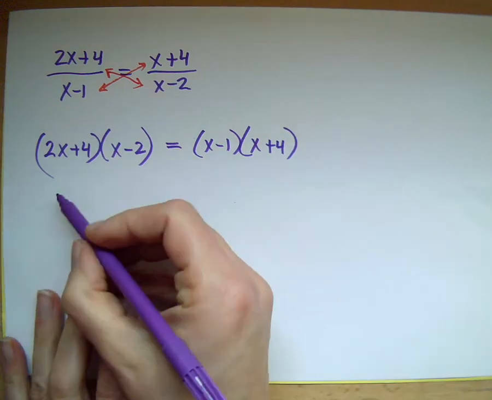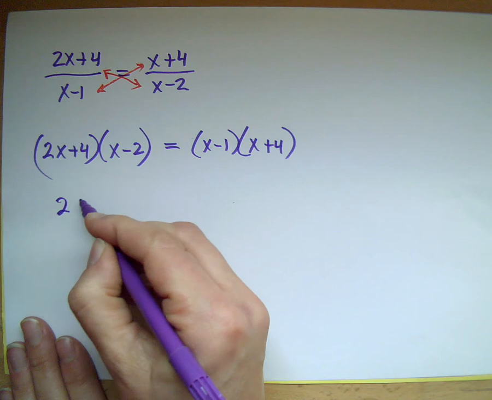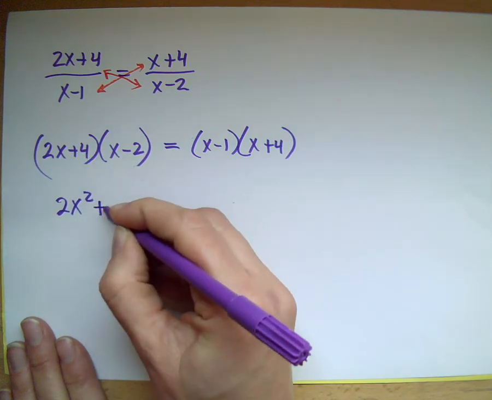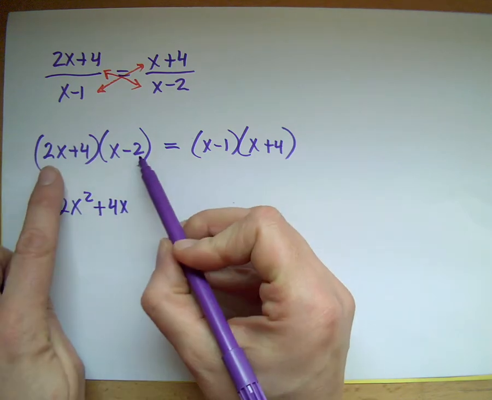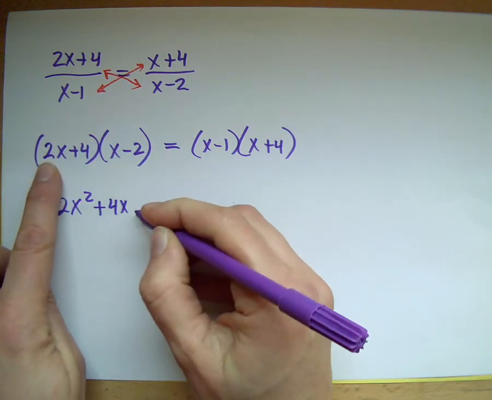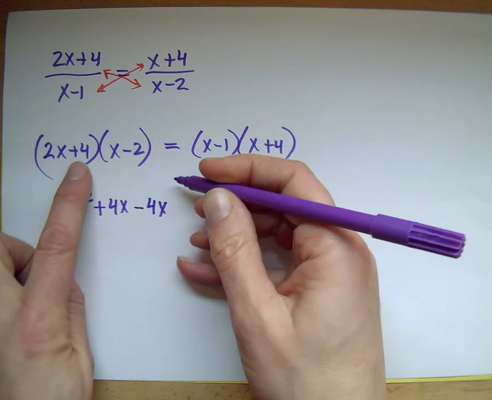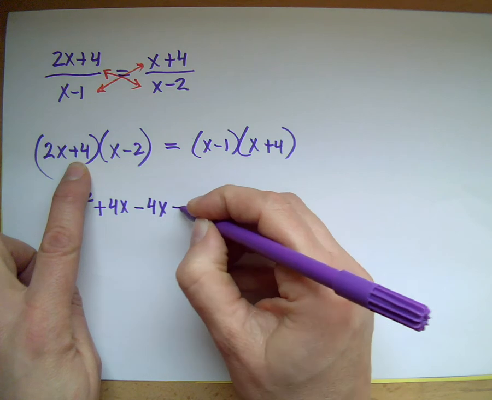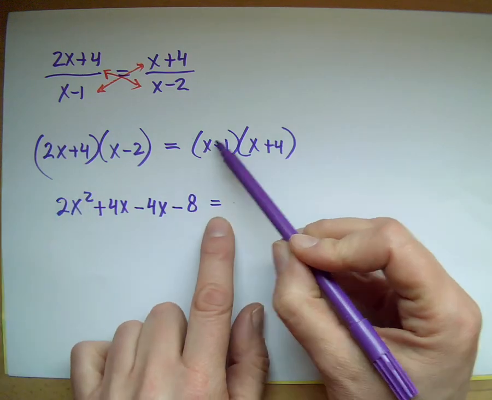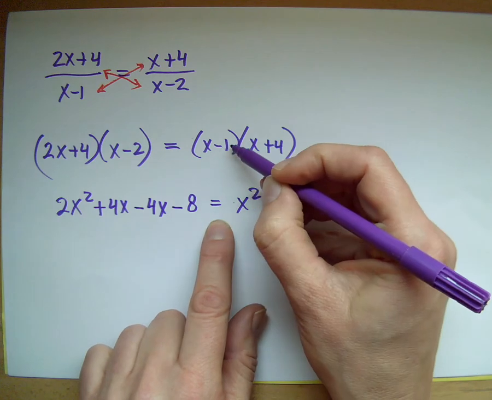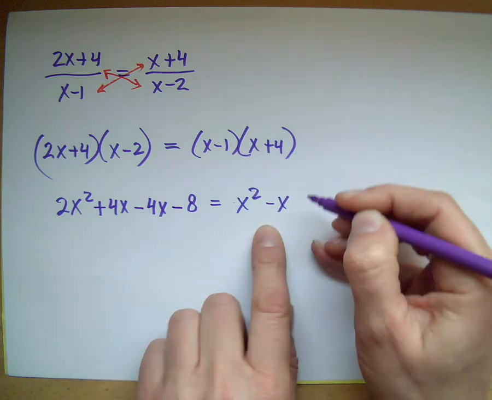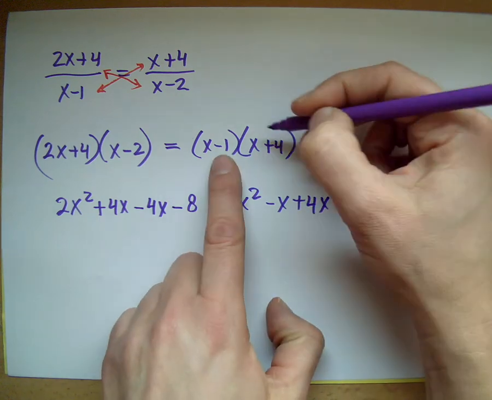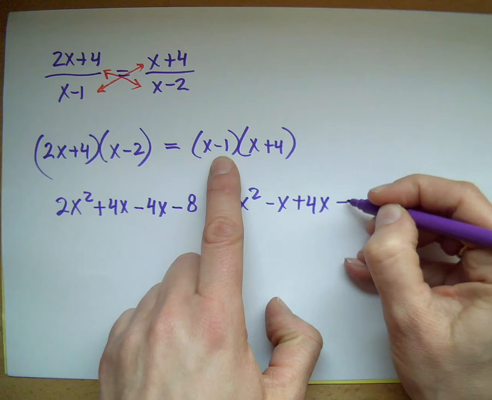We expand. 2x times x is 2x squared. The inside term is 4 times x plus 4 times x is plus 4x. Outside, minus 2 times 2x is minus 4x. Last terms, plus 4 times negative 2 is negative 8. Equals x times x is x squared minus 1x minus x. Outside terms plus 4x. Last terms negative 1 times 4 is negative 4.